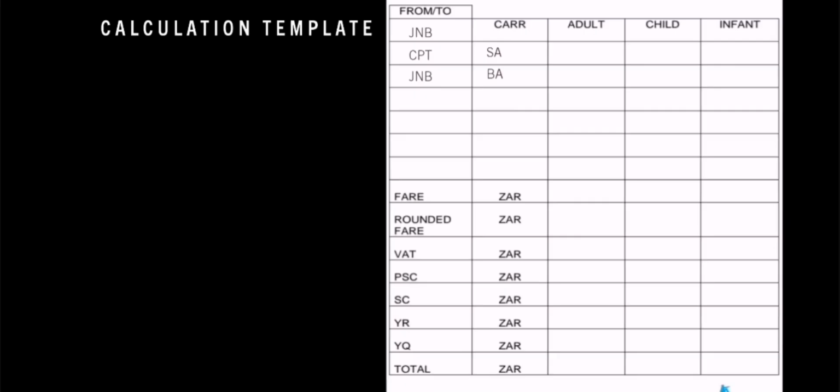The third row starts with Cape Town, SAA, and everything going to the right of the template is going to be your first sector. A sector is the first departure point to the first arrival point, and then the carrier, the class, and the amount of money that you are going to be paying in that sector.